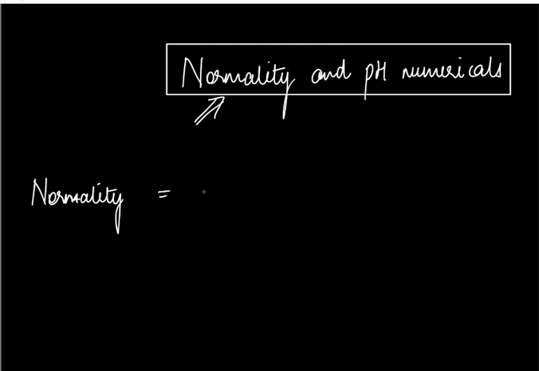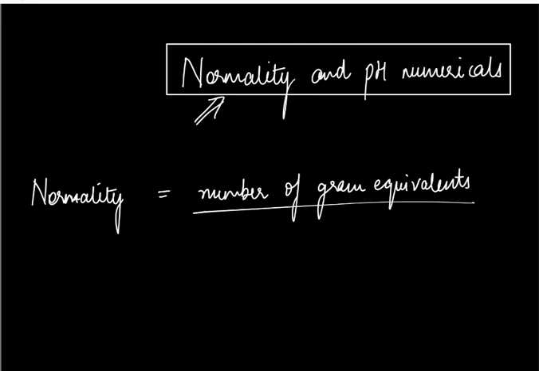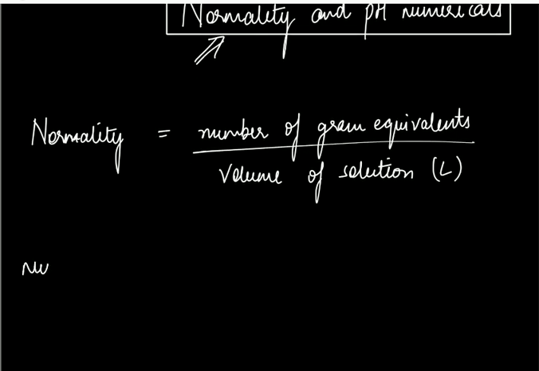So normality is equal to number of gram equivalents divided by volume of solution, which has to be in liters. Again, if it is in ml, then you need to divide it by 1000. So what is this number of gram equivalents? I'll define this part in a couple of minutes.